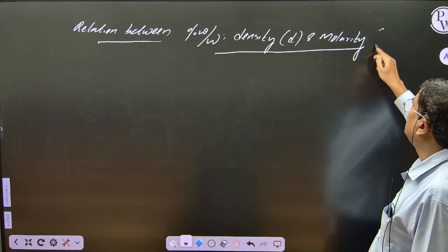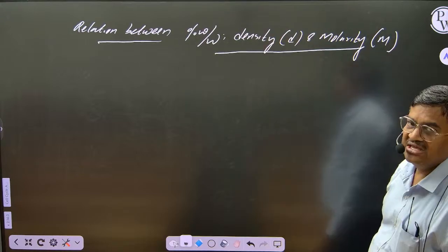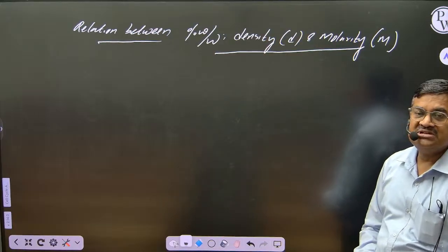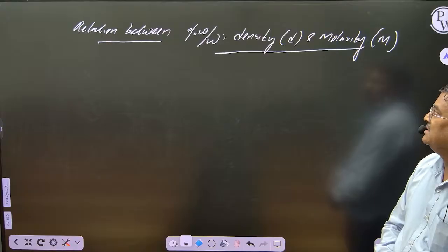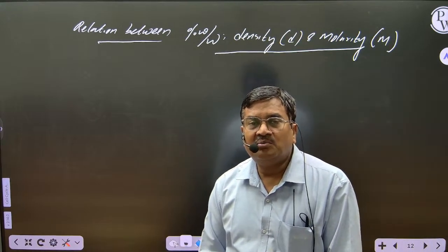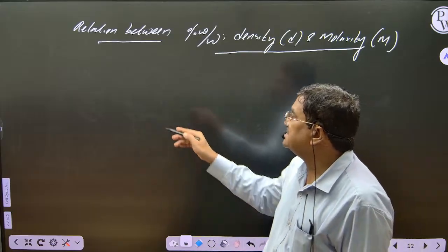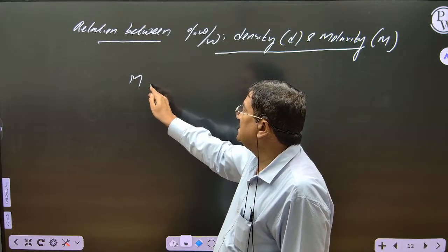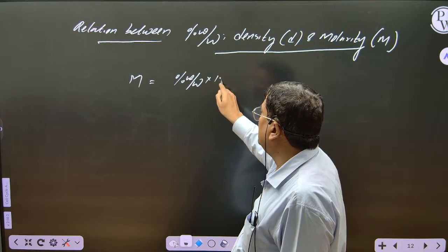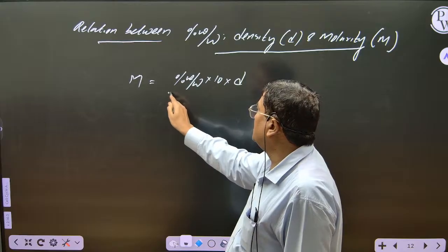So this is important in NEET as well as JEE Mains. They ask questions related to mass percentage, they give you density, and they ask you to find molarity. So one relation is there, write this relation. Molarity is given by mass percentage into 10 into density by molar mass.